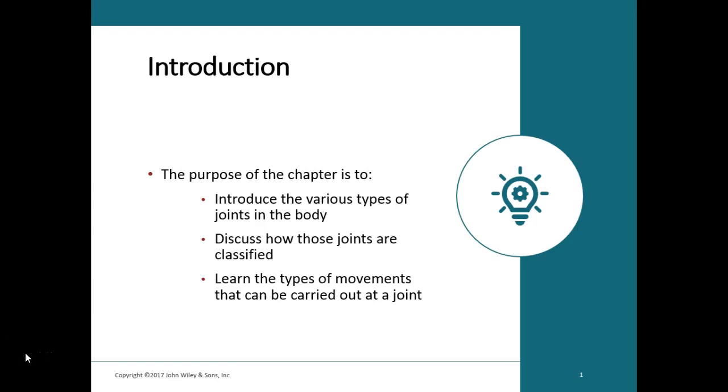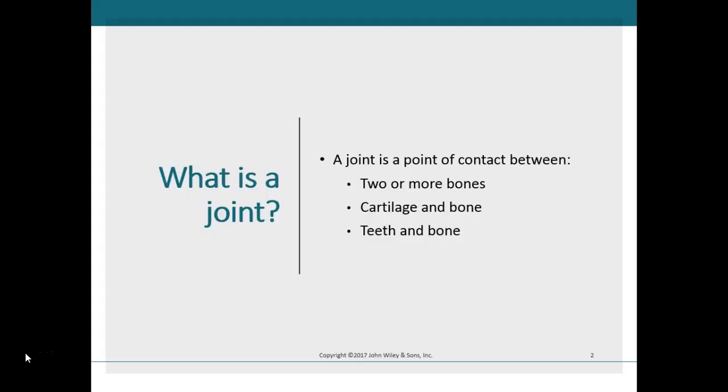In this chapter, we're going to look at some examples and classifications of different joints found in the body, talk about how those joints are made and the movement that is allowed by each of those types of joints. So I guess first we need to understand what a joint is.